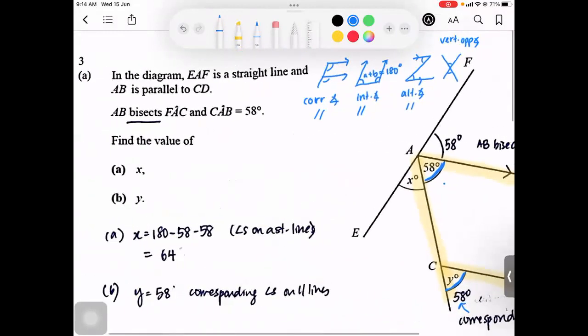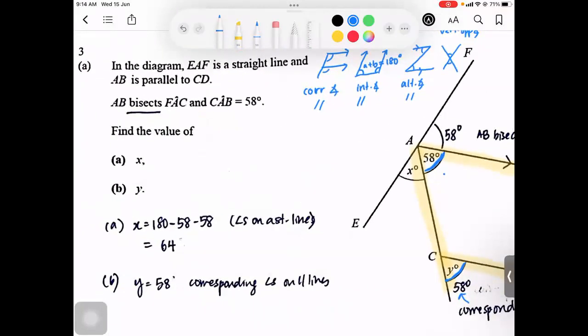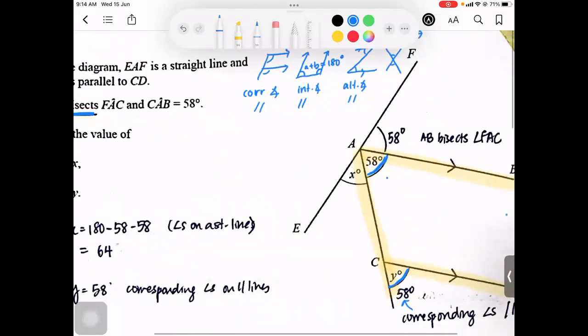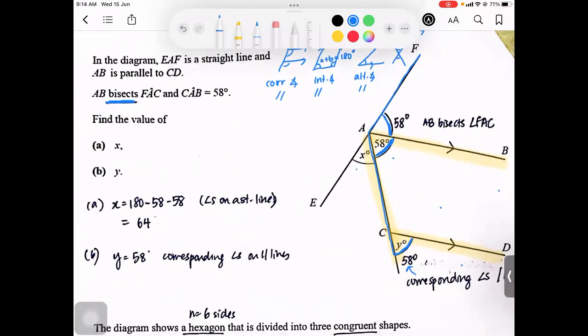Okay, next one. The question here says that AB bisects. What does bisect mean? Bisect means cut exactly into 2. So angle FAC is cut into 2 equal portions. If it's cut into 2 equal portions, we already know this is 58. So therefore, this one must be 58. Then if that's the case, I want to find X. That will be an easy value. 180 minus 58, adjacent angles on a straight line.